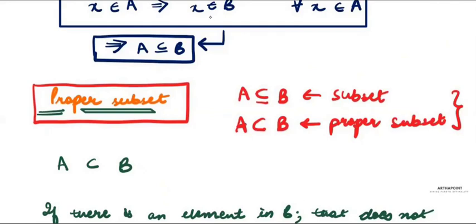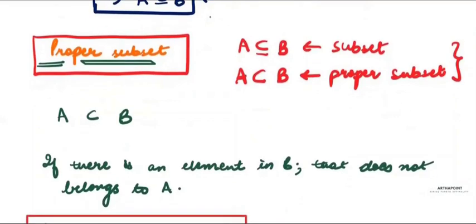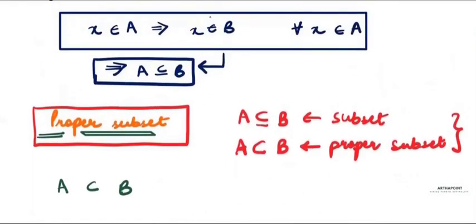Now, what is a proper subset? A proper subset is when all elements of A have to be in B, because that's the definition of subset. But supposedly, there is an element of B which is not present in A. In that sense, I'm saying A is a smaller set, B is a larger set. I'll talk about cardinality slowly, but just understand. A is a small set, B is a large set. A is completely in B, but B has more elements also.